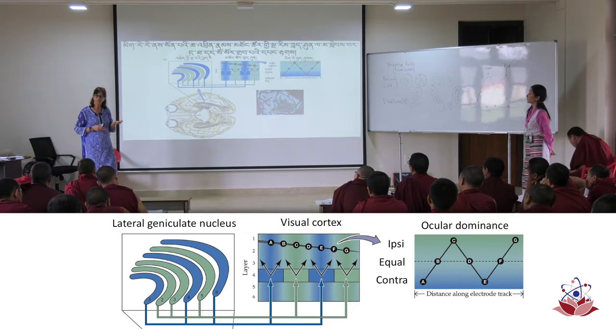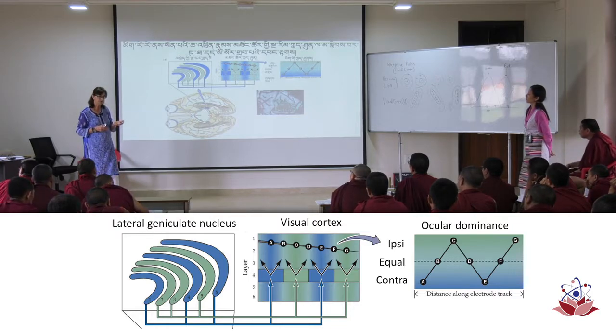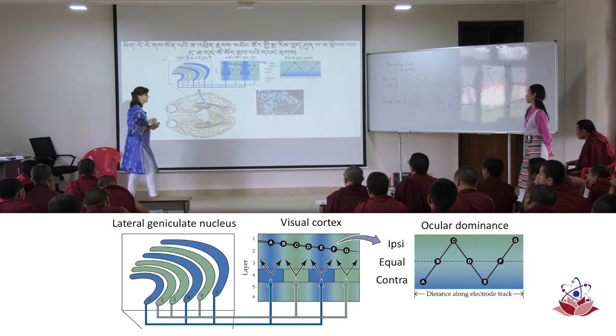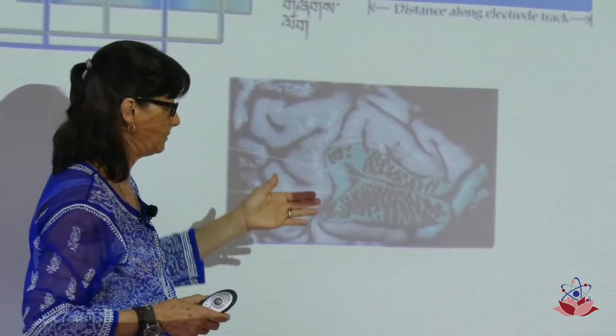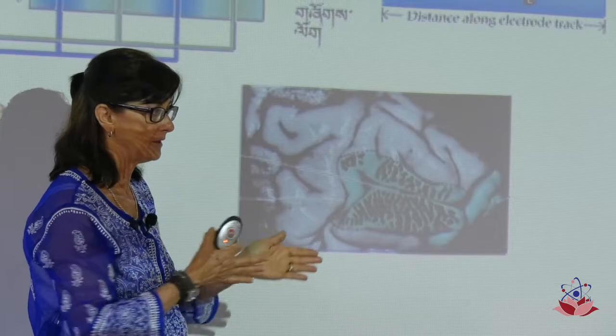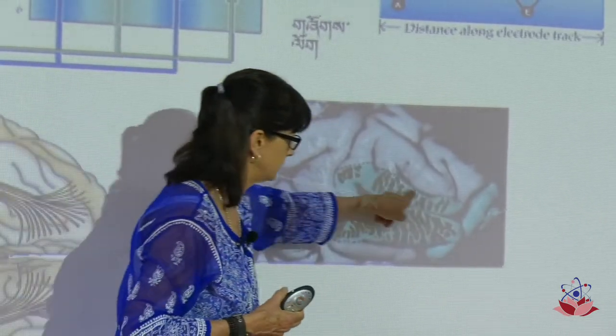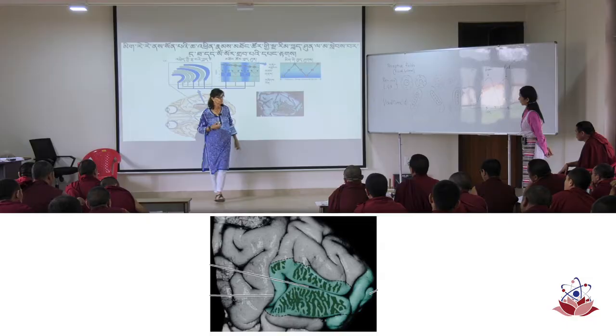And when Hubel and Wiesel did this with their students, they discovered that in the primary visual cortex, which is shown here on the medial side of the cerebral cortex, so this is primary visual cortex here.